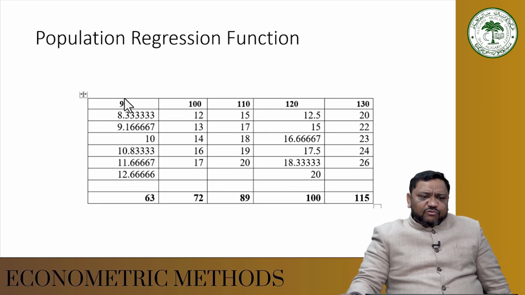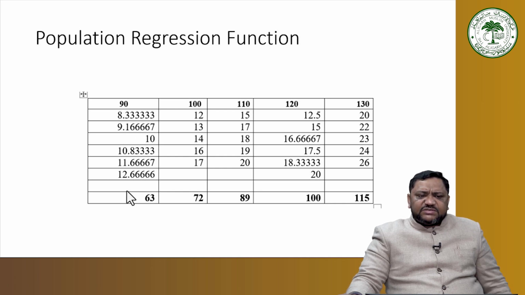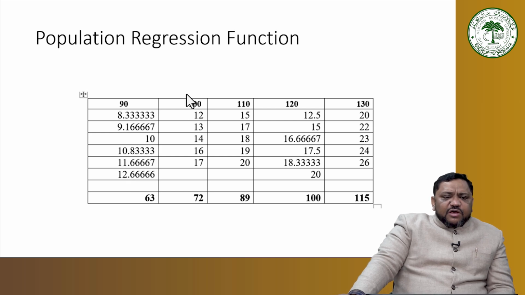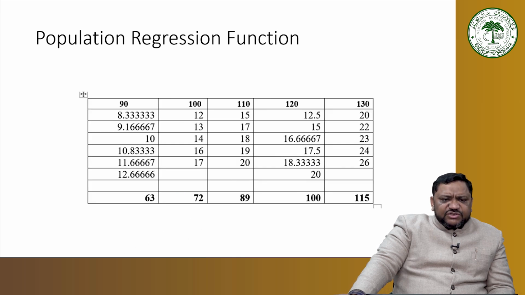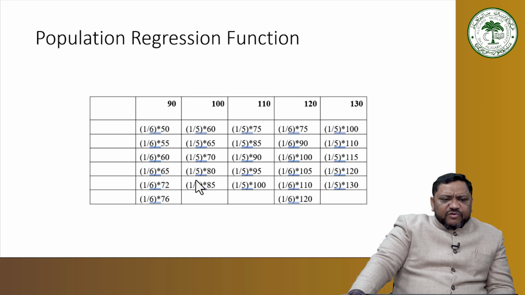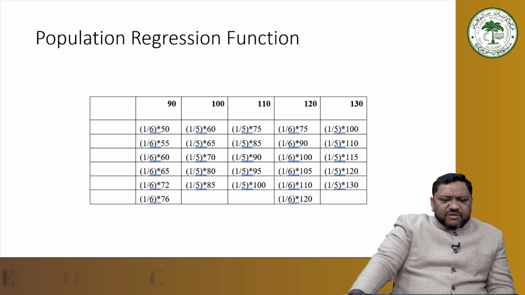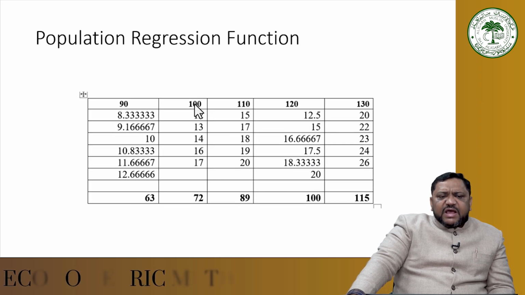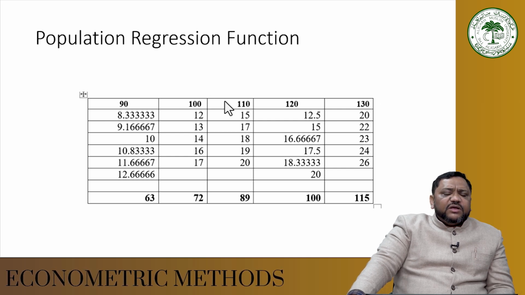Now once we have done the calculation, we get values like this: 8.33 for the first one, then 9.16, then 10, then 10.83, then 11.66, then 12.66. Similarly, for the families with a monthly income of 100, we did 1 by 5 multiplied by 60, so we get 12. Next, 1 by 5 multiplied by 65 gives 13. Then 1 by 5 multiplied by 70 gives 14, and likewise we continue. We do this for all the 5 different income levels.